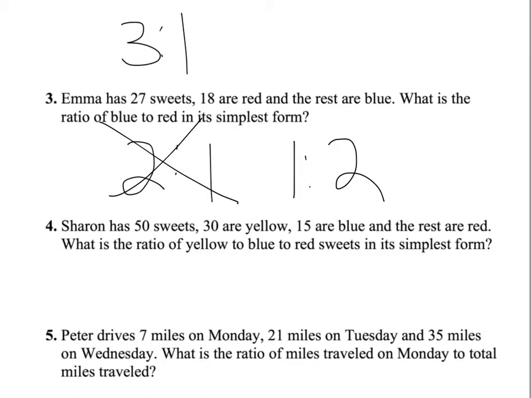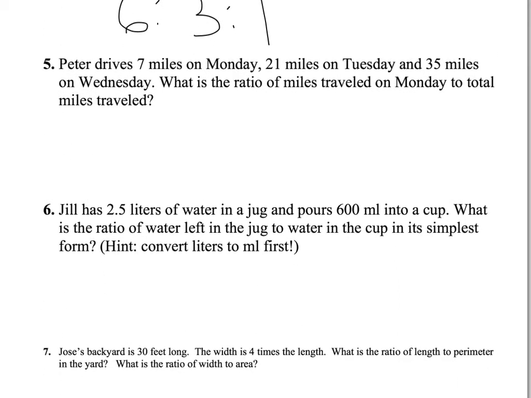Number 3. Sharon has 50 sweets, 30 are yellow, 15 are blue, and the rest are red. How many are red, Tyler? 5. Ernest, can you tell us what we need to write down then of yellow to red to blue to red? 6 to 3 to 1. Thumbs up if you agree. Cool, lots of agreement there. That is correct. Let's move on.